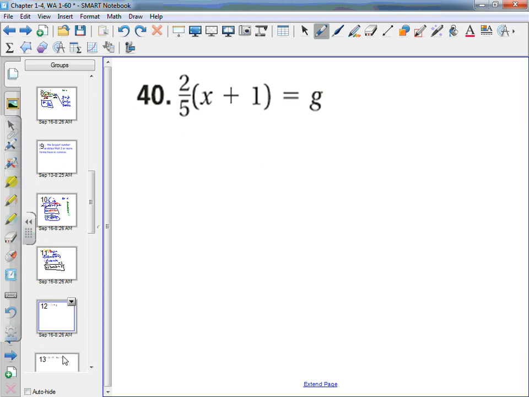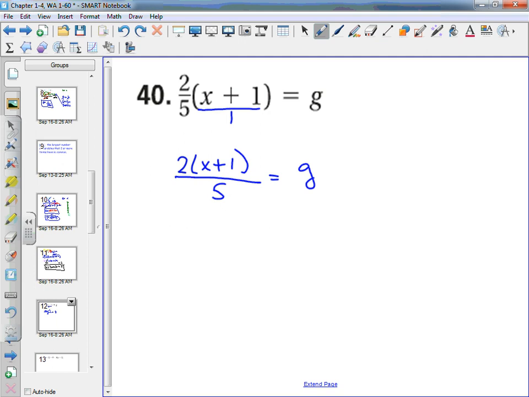Two over 5 times the quantity x plus 1 is equal to g. Anybody have any thoughts? I'm solving for x still. I absolutely can put the x plus the 1 over 1 because then I can do what? Marry the tops, marry the bottoms. So I'm going to have 2 times the quantity x plus 1 all over 5 times 1, which is 5, is equal to g.